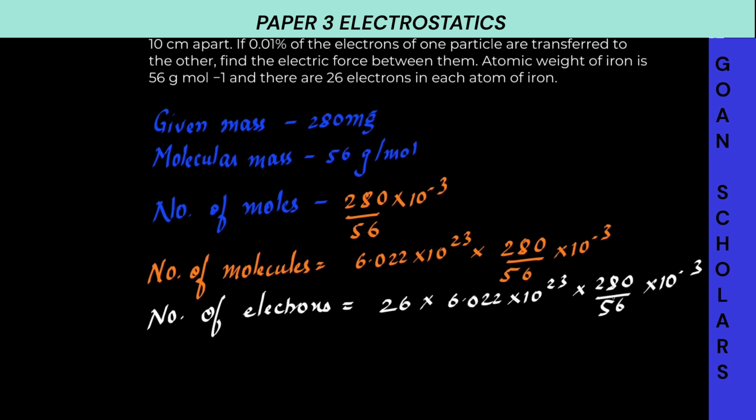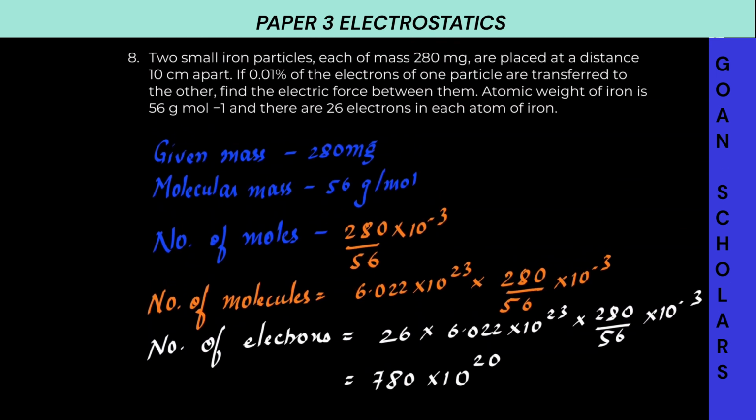So let's simplify it. Simplifying it, 56 and 280, let's cancel out this and see how much we get. This will give us 5, and 5 into 26 is 130, into let's multiply 6.022, or let's just make a rough approximation. It will be 780 into 10 to the power 23 minus 3, which will be our 10 to the power 20. Correct? These are the number of electrons. Now the question is saying how much out of these electrons?